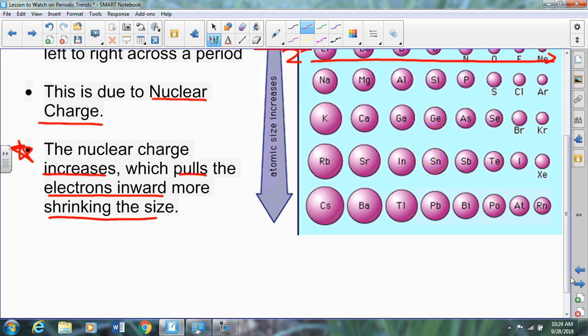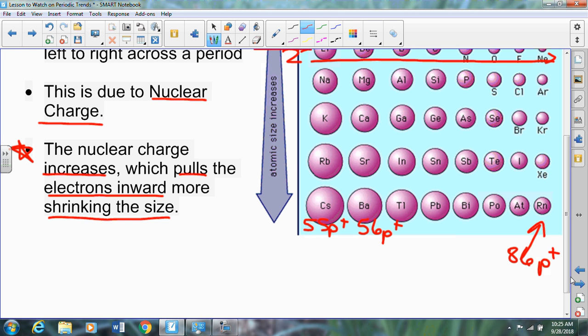So if you could imagine that cesium had 55 protons. Well, barium actually has more protons, and therefore it has more positive charge, and therefore it pulls inward more. If we look all the way over at radon, we would realize that radon has a lot more protons, and that's simply because we've gone through the F and the D for the 4F and the 5D, and radon has 86 protons. That is a significant increase in inward pull, and therefore that particular atom is a lot smaller.